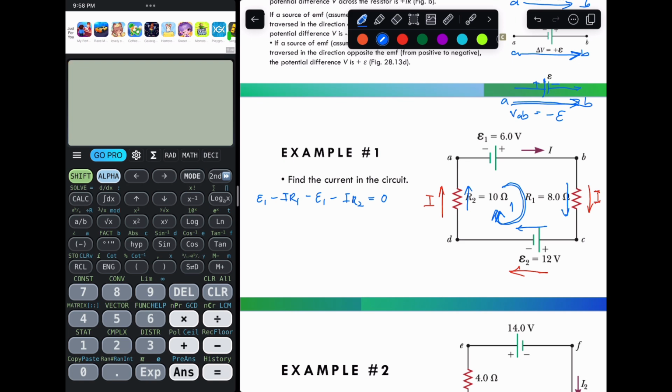So I started with E1 and ended up with R2. I have to go through all of the elements involved in the circuit. We are to find the value of I.